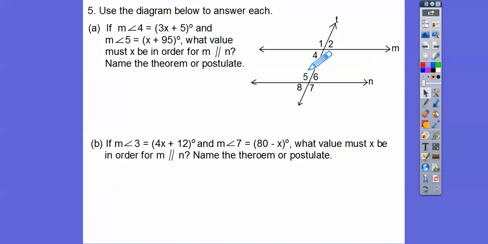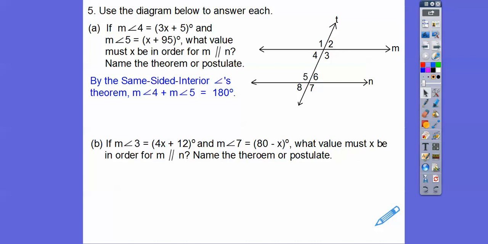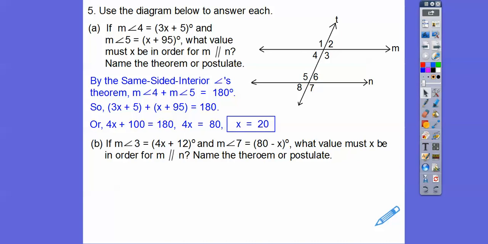These guys are same-sided interior angles. See how they're inside, interior, and they're on the same side? Same-sided interior angles are supplementary, so we're going to add those up to be 180. So 3x plus x is 4x, and then 5 plus 95 is 100. So subtract 100, we get 4x equals 80, and then divide by 4, we get x equals 20 right there. Okay, so x would have to be 20 to make those guys supplementary angles, to make those lines parallel.